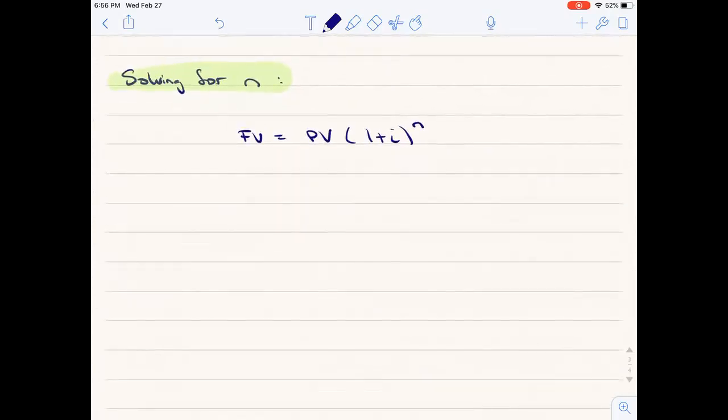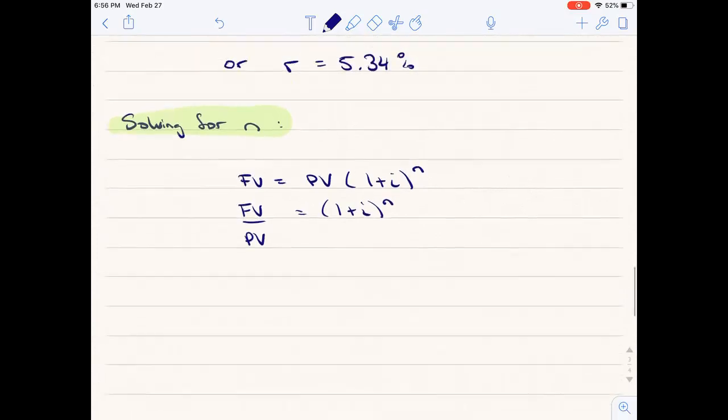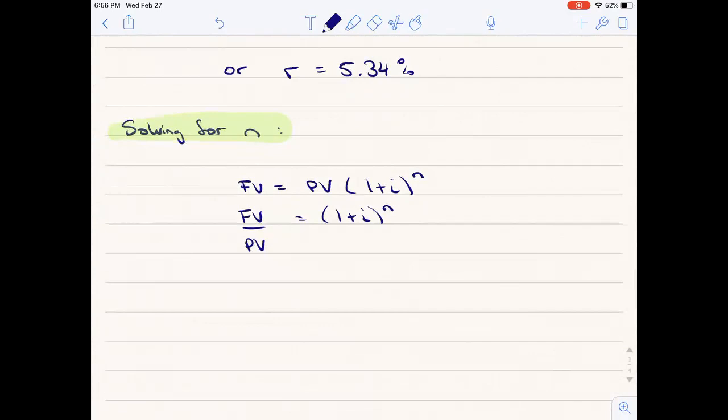For solving for n, we have to divide both sides by PV, right? Trying to get n on its own. So we do future value over present value is 1 plus i to the power of n. The trick, and why we had to learn about logs, to bringing that n in the power down is we have to take the log of both sides, right? So we take the natural log of both sides, and by the log laws, we can bring that power downstairs.